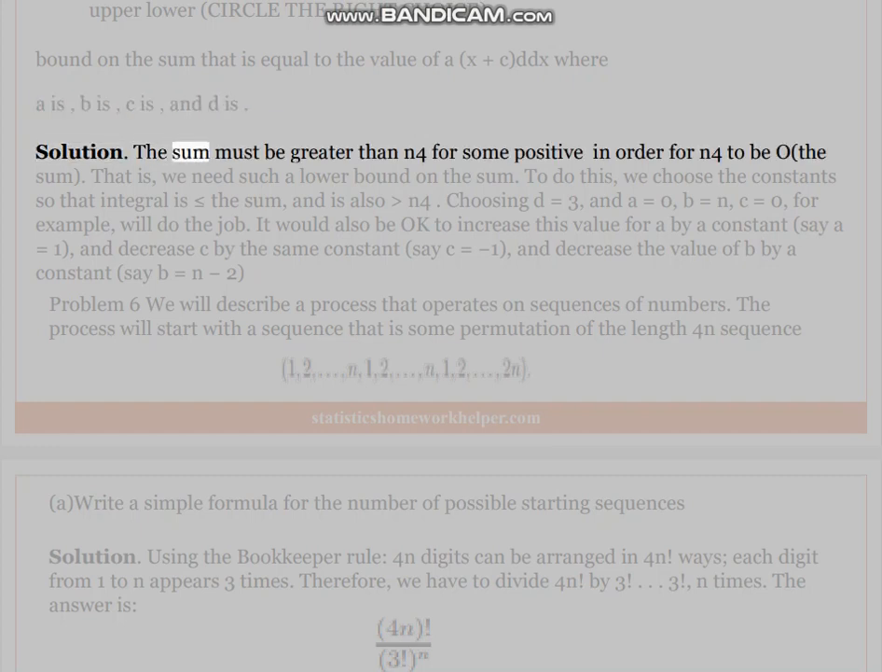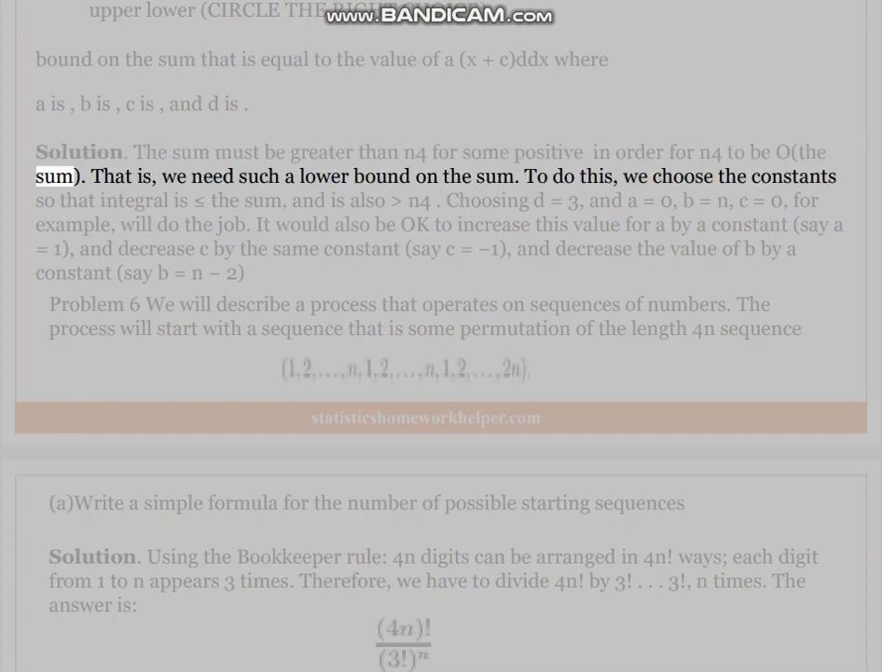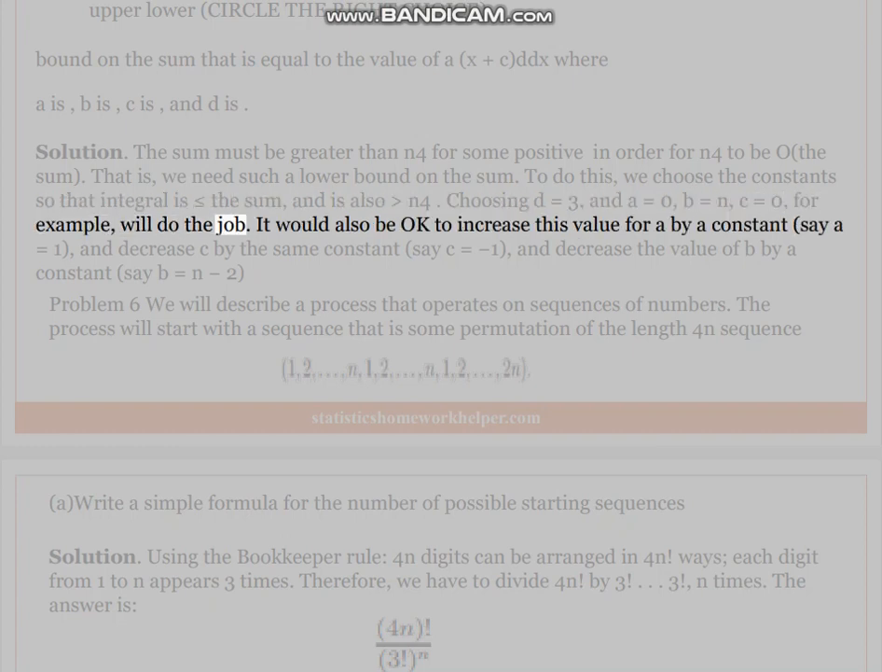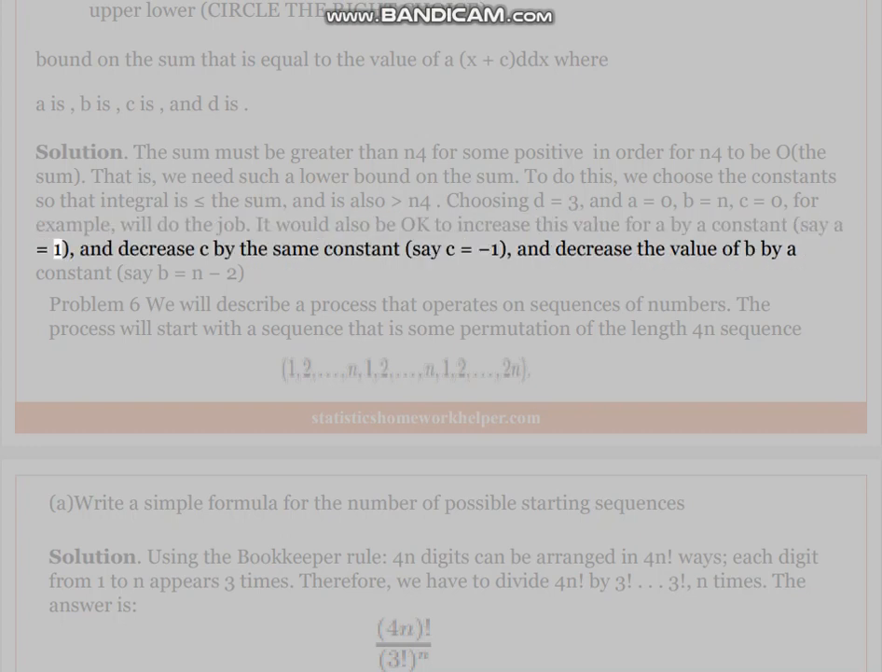Solution. The sum must be greater than n to the d for some positive d in order for n to the d to be a lower bound on the sum. That is, we need such a lower bound on the sum. To do this, we choose the constants so that the integral is less than or equal to the sum, and is also n to the d. Choosing d equals 3, and a equals 0, b equals n, c equals 0, for example, will do the job. It would also be okay to increase the value of a by a constant, say a equals 1, and decrease c by the same constant, say c equals minus 1, and decrease the value of b by a constant, say b equals n minus 2.